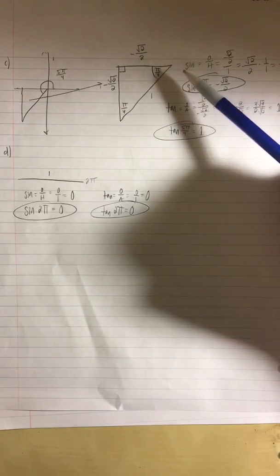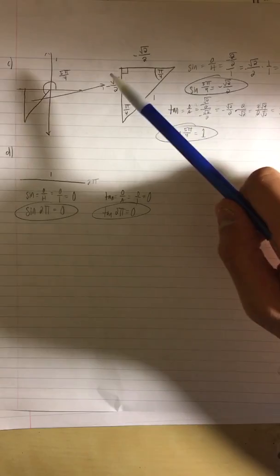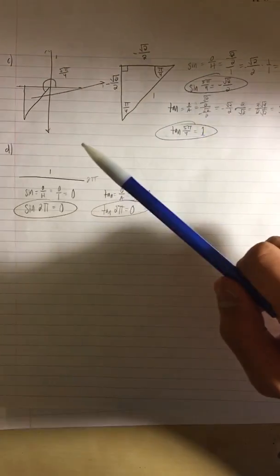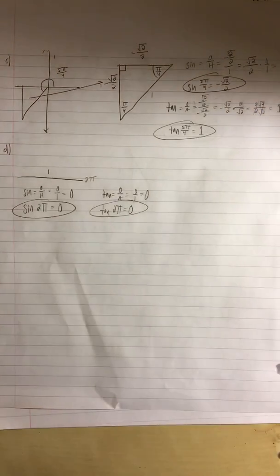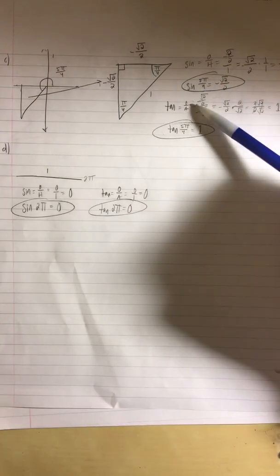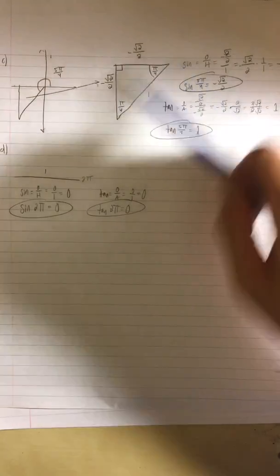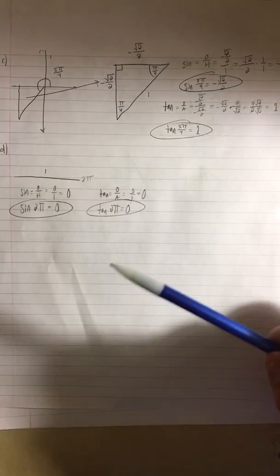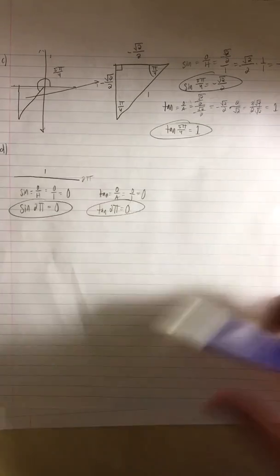So sine, this is a reference angle right here, so you're doing sine, which is opposite over hypotenuse, comes out to be the same thing because it's over 1. So negative root 2 over 2. For tangent, it's opposite over adjacent, so then it's the same thing. So same thing over itself is going to equal 1. So tangent 5 pi over 4 is equal to 1.